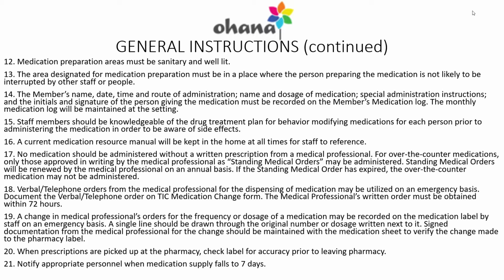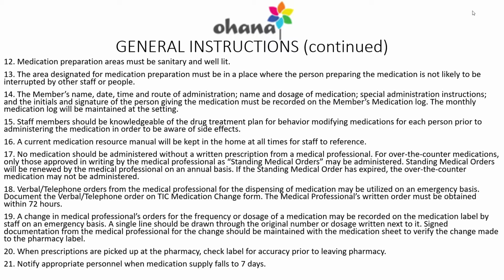So in the case that something like that does happen, what your house manager might do in number 19 is draw a single line through the original number or dosage, and then provide the documentation from the physician updating the dosage. So in any of these group homes that you might be working in, if there's ever any mistake on paperwork, anything like that, we don't white out, we don't scribble, we just draw a single line through the error, and then we provide the correct documentation next to it.